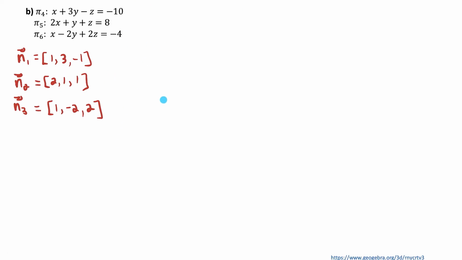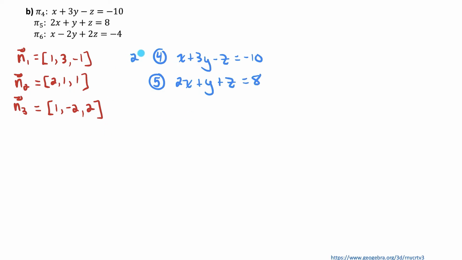The process is going to be looking at two different pairs of planes and eliminate the same variable from each pair. So maybe let's eliminate the x's. Let's pair up 4 and 5 and 4 and 6. So let me write 4 and 5 on top of each other. And I said I wanted to eliminate the x, so I'm going to have to multiply equation 4 by 2. So let me just double all of the coefficients of those terms.